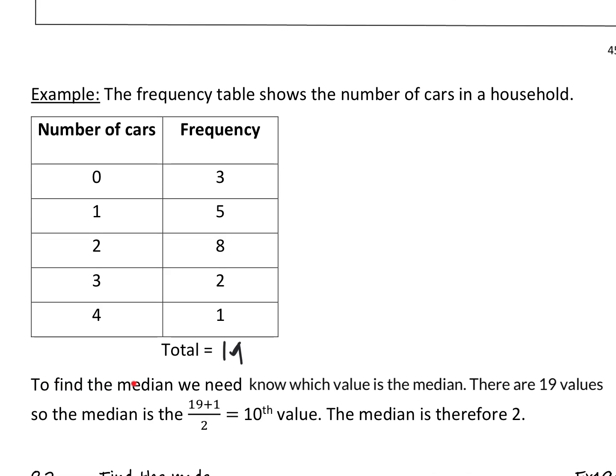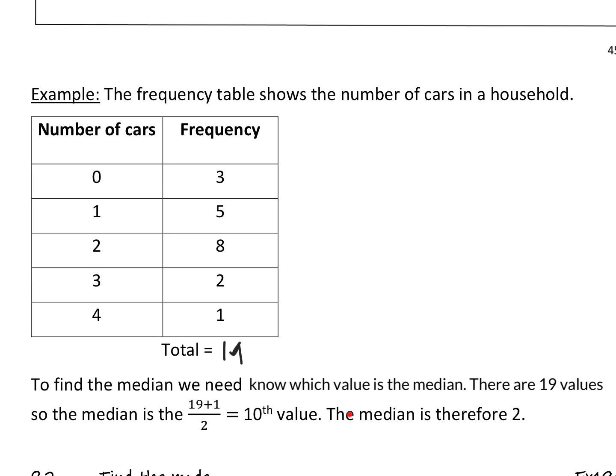Now, to find the median, we need to know which value is the median. There are 19 values, so using the formula, the median is (19 plus 1) divided by 2, which is 20 divided by 2, which is 10. So we're looking for the 10th value.